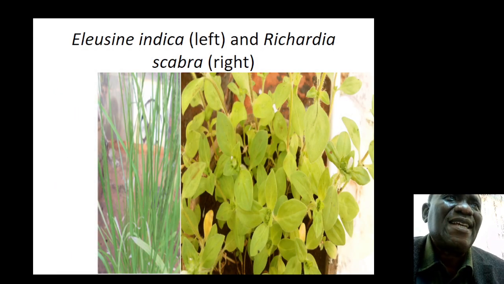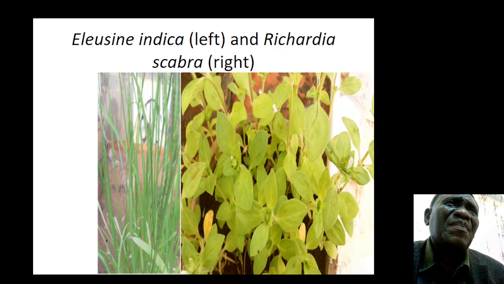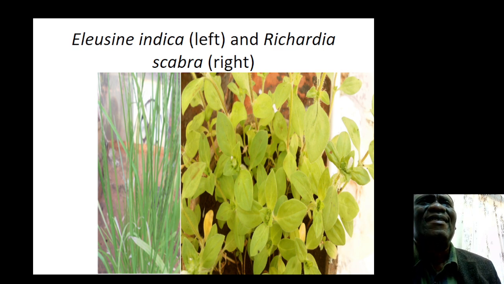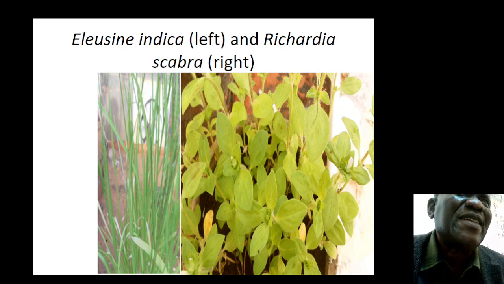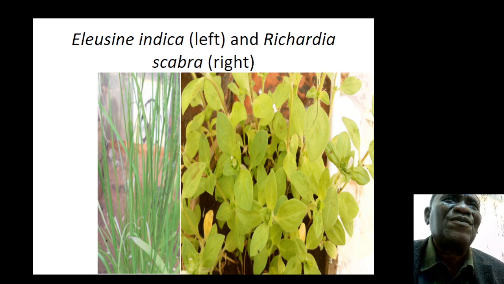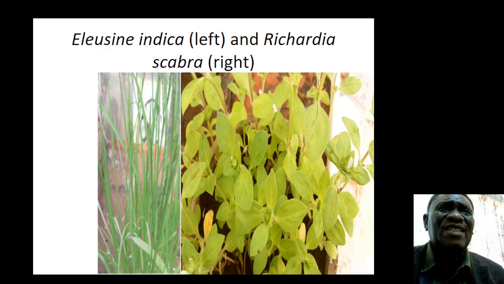Eleusine indica on the left, a grassweed, and Richardia scabra, a broadleaf weed, on our right. You can see the differences. Now, should we spray, we don't expect Eleusine indica to hold a lot of droplets, simply because the leaves are almost upright. The droplets will fall to the ground.